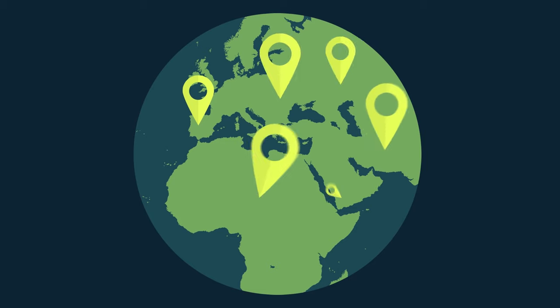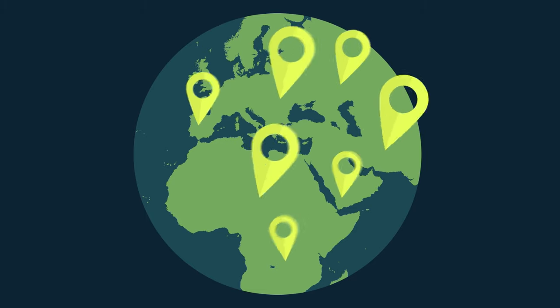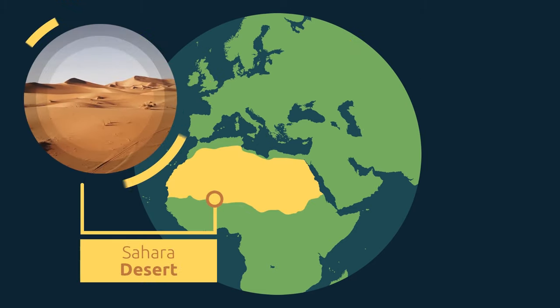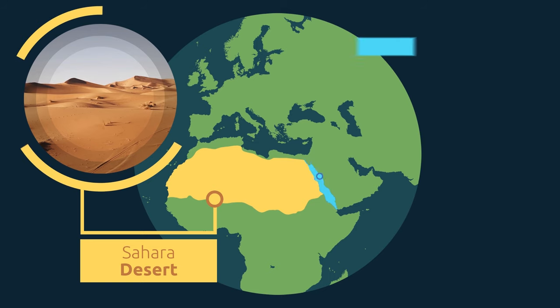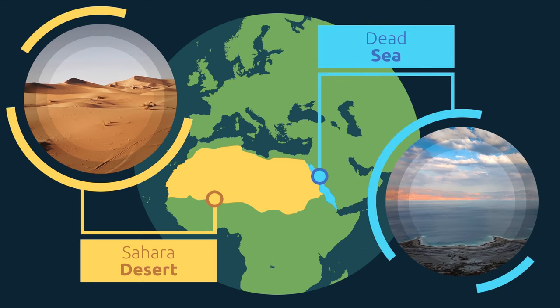Ecosystems are found in different parts of the planet. They can be very big, like the Sahara Desert, or much smaller and circumscribed, like the Dead Sea. But how do we identify ecosystem coverage?